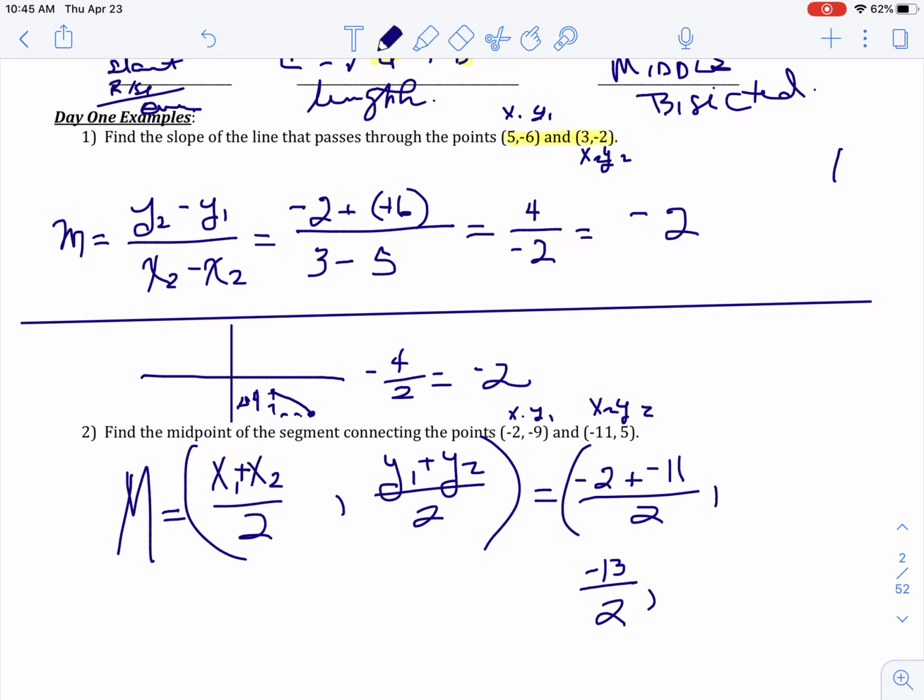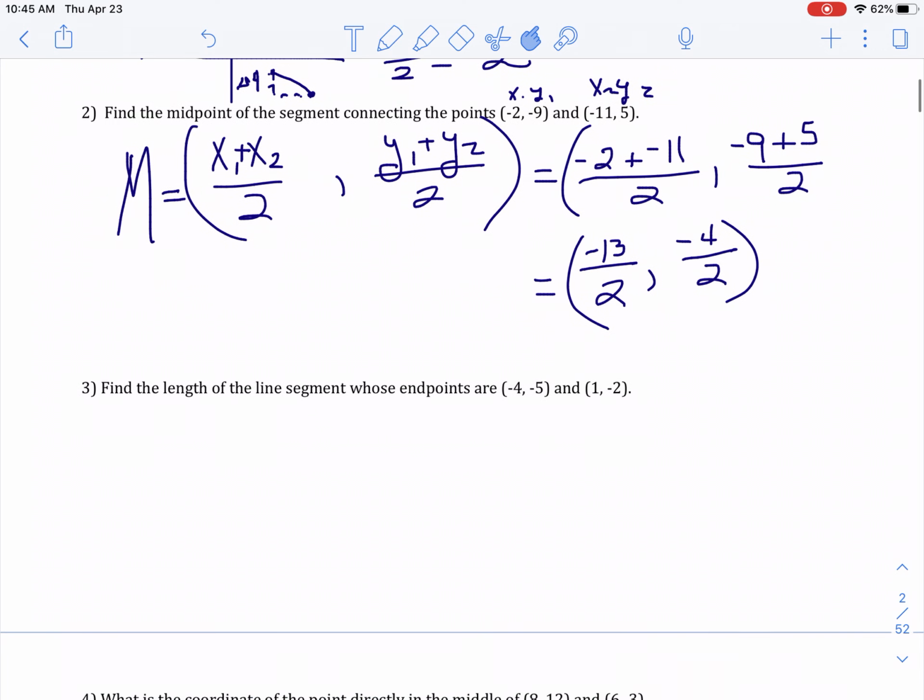So the x value of the midpoint is going to be -13/2. And then we're going to have -9 plus 5 over 2, which would be -4/2. So if I had to actually work with the values in a graph, I would want to simplify them so that I would get -6.5, -2. And that's the midpoint between the two given points.